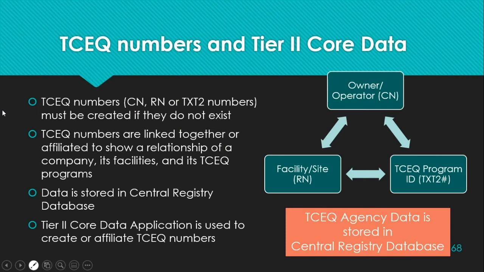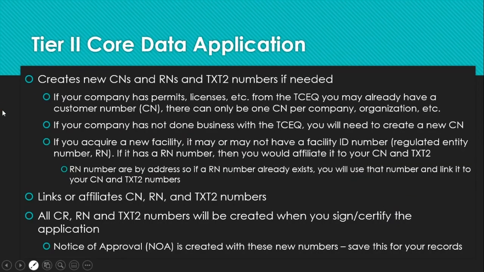So for Tier 2 reporting purposes, if your site or your company does not have an RN or a CN, these will need to be created. And that process is all done for Tier 2 purposes within the Tier 2 Core Data application. So again, the Tier 2 Core Data application, that's where you create CNs, RNs, and TXT2 numbers. If you have other business with the TCEQ, you likely already have a CN, very possibly you already have RNs. So these are the numbers you'll be using when doing Tier 2 as well.